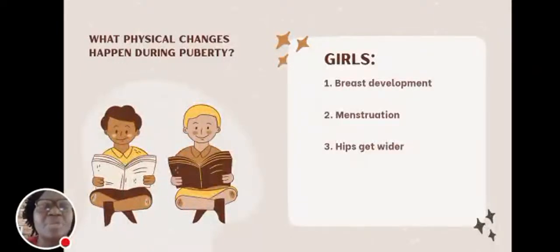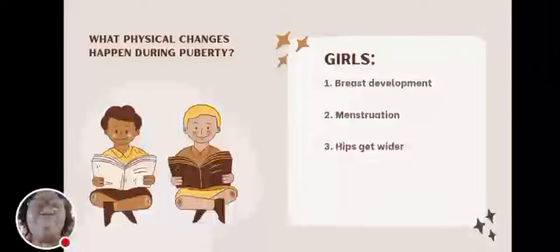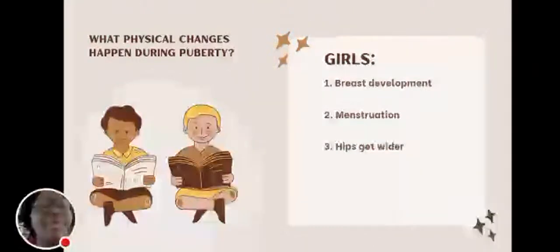Number two, girls will start to menstruate. Menstruation is the monthly flow. That's the release of blood from the girl's vagina at a particular period of time, monthly, not that the blood will come every day of the month. No, a particular time. It can last between 3 to 5 days in a month.